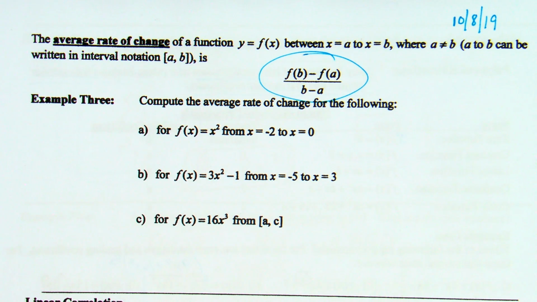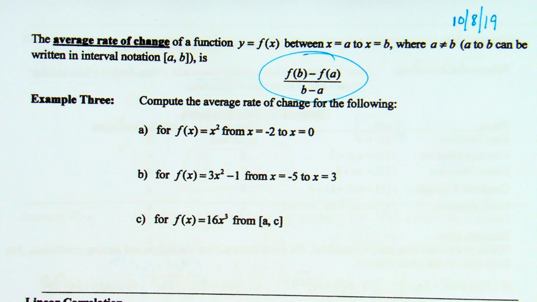Now, on example 3, let's look at example A. F of x equals x squared. And we're specifically being asked to find the average rate of change on the interval from x equals negative 2 to x equals 0. Hopefully I would have used negative 2 at least.